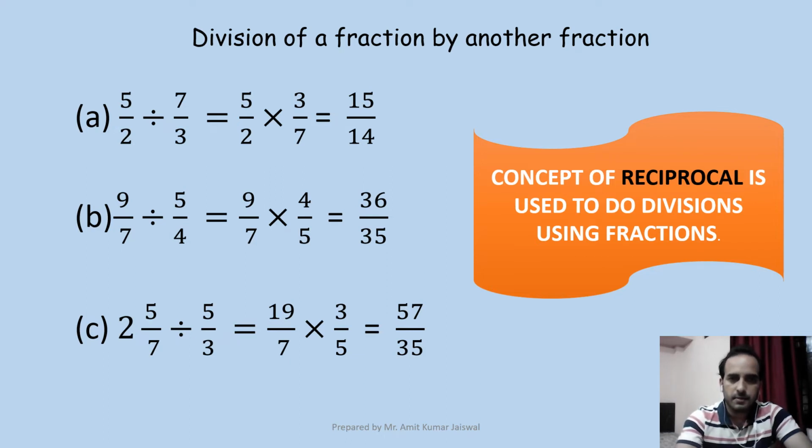Similarly, in the B and C parts, the concept of reciprocal is used to do the divisions, and every time you get the reciprocal of the divisor and you change the sign of division into the sign of multiplication, and then you continue further with the multiplication of the numbers in numerator and denominator, and next converting them into simplest form. So I hope you got this, the division of a fraction by another fraction.